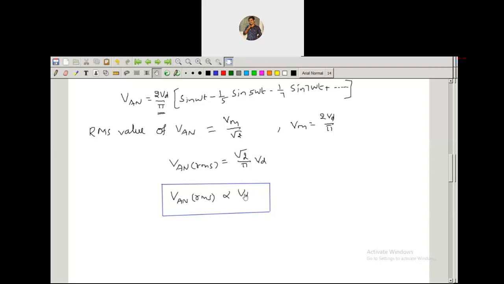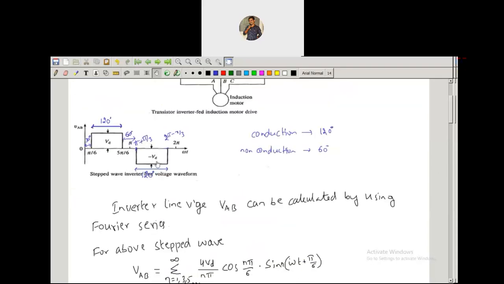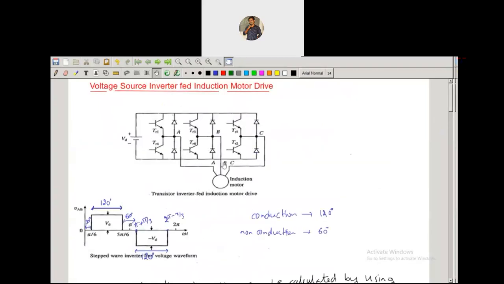Now how about the frequency? We have to get the variable frequency also, right? So we are going to get this variable frequency by varying this time period. You can observe this waveform. By varying the time period of the output voltage waveform, we can get the variable frequency. So in this way, we are going to get the variable voltage and variable frequency, and that will be given to the induction motor, right?